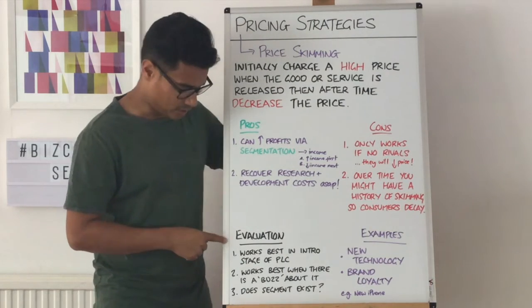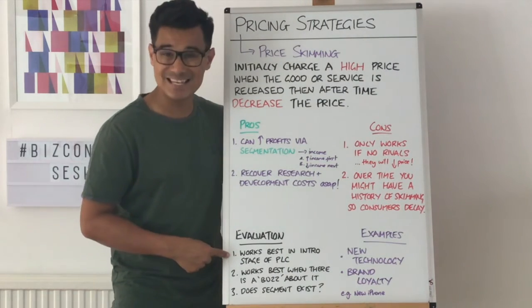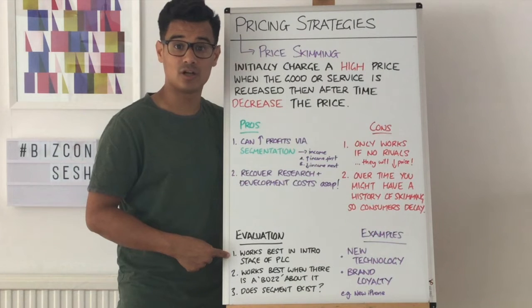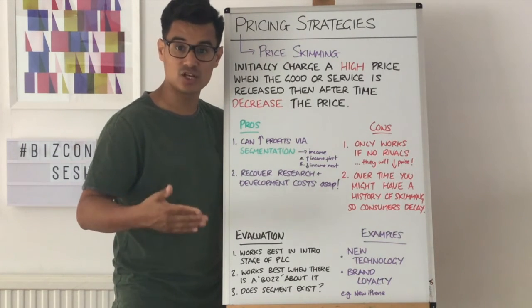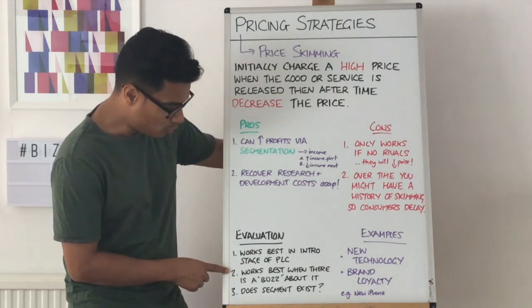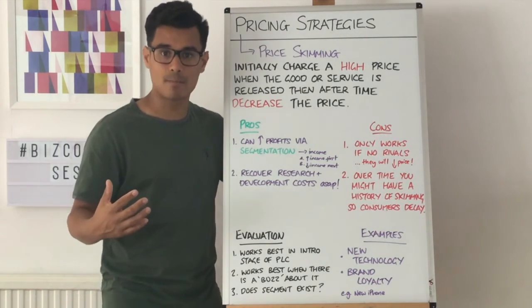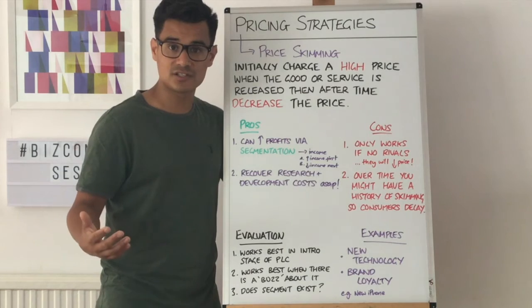Evaluation for price skimming. Number one, well, it works best in the introduction stage of the product life cycle because you can do that segmentation through incomes, through the initial release. Number two, it works best when there's a big buzz about the product or the service.